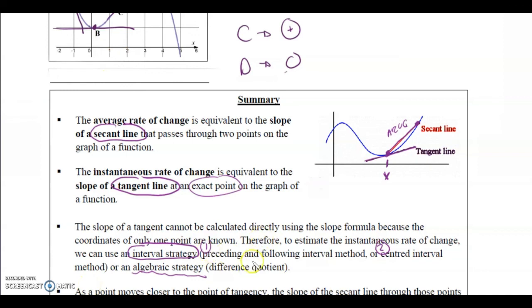And the last one. As a point moves closer to the point of tangency, the slope of the secant line through those points approaches the slope of the tangent line. So as the secant line moves toward the tangent and gets closer and closer, as h approaches 0. So we looked at h equals 1, h equals 0.1, h equals 0.01, h equals 0.001, and so on. We actually approach the tangent.